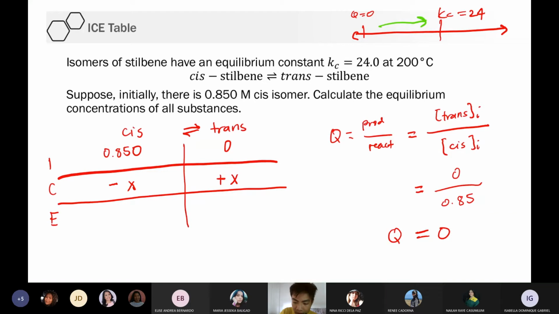So, for cis isomer, at equilibrium, its concentration will be 0.85 minus X. Mababawasan pa yan, no? By X, no? How much yung X? I don't know yet.